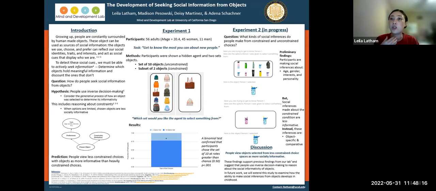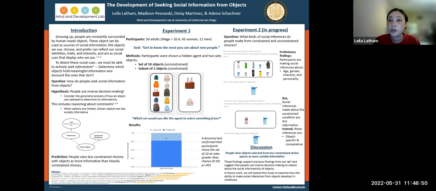From observing this choice with an object, they were made to respond in 3 forced responses and describe what this tells them about the agent based off of that action. Preliminary findings show that participants who were shown a choice in the set of 10 are making ample social inferences about the agent, both ample and abstract inferences. They're inferring the agent's gender, age, their interests, and their personality.